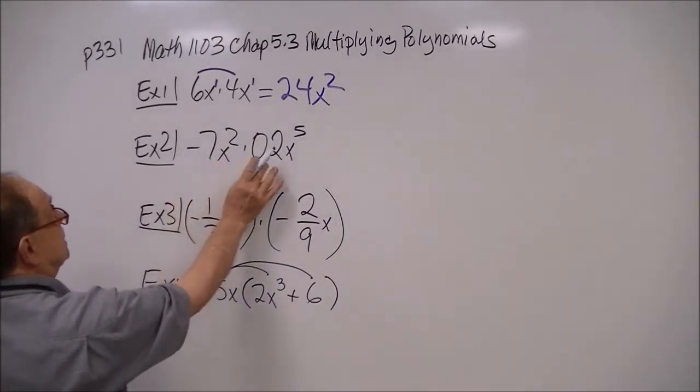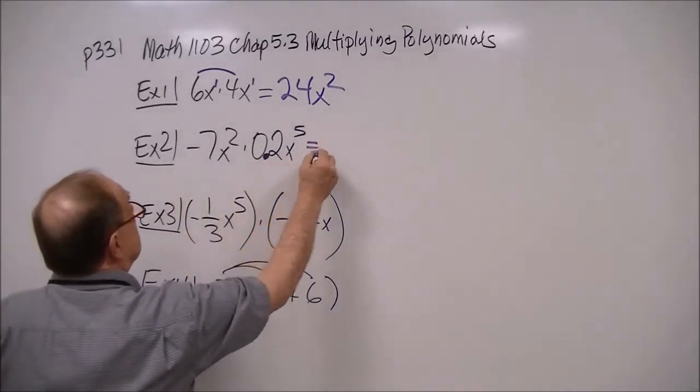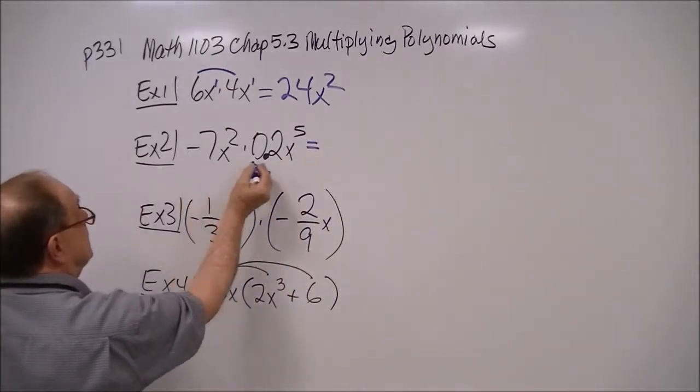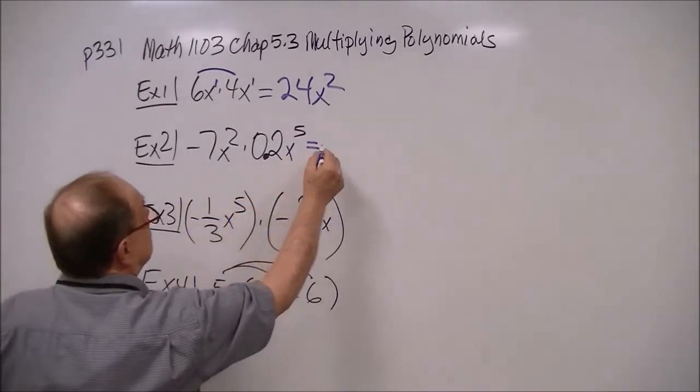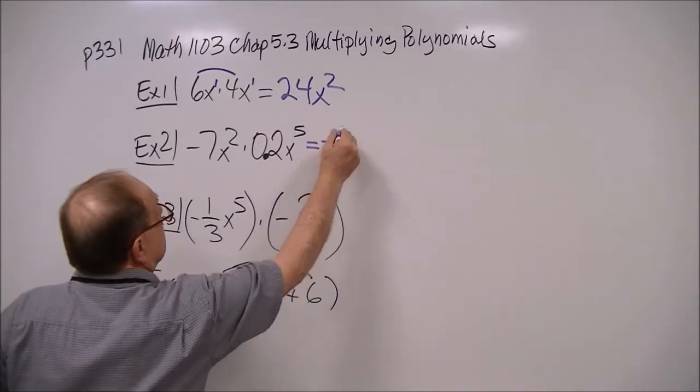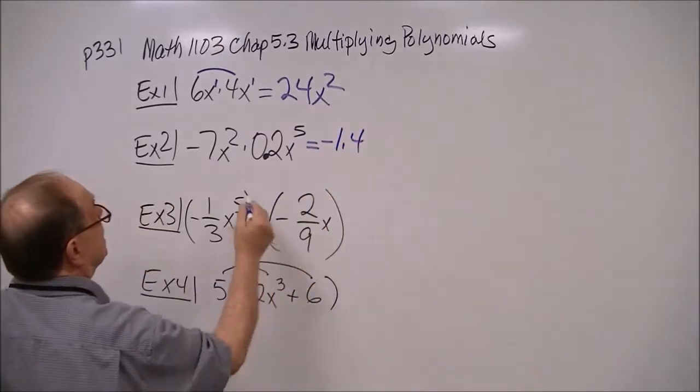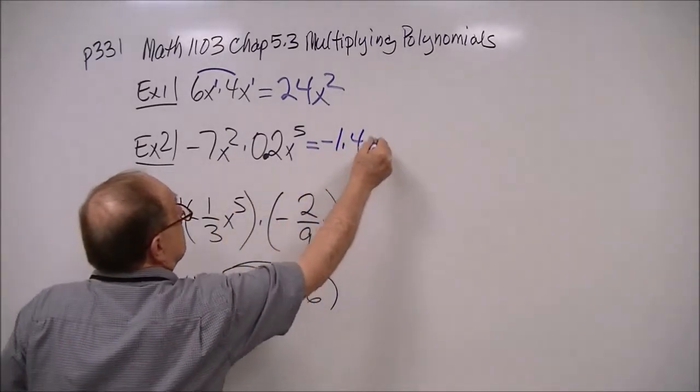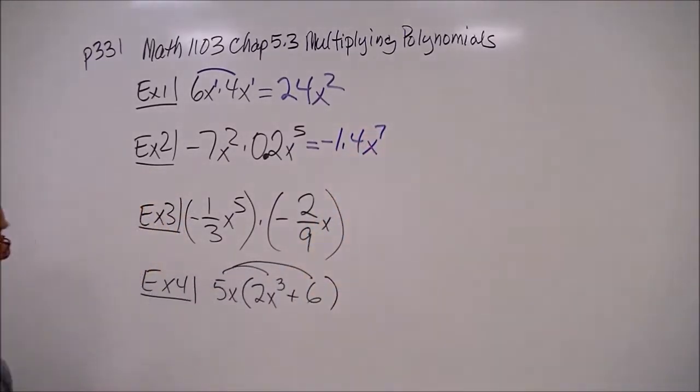And again, watching the signs here, it's going to be a -7 times this decimal, and that's going to be a -1.4. Add up your exponents, x to the 7th.